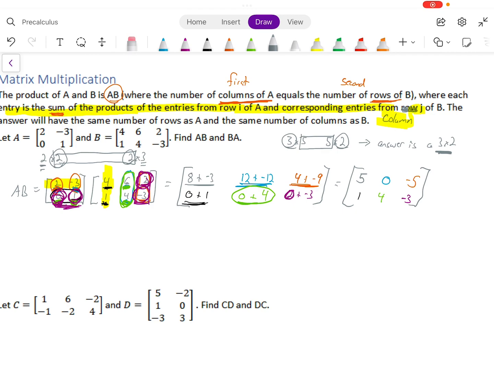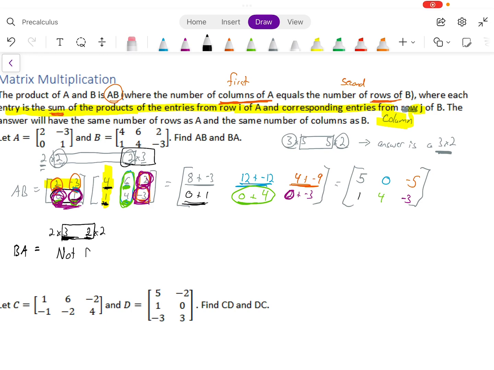All right. It also asks us to find B times A. So B times A, well, let's look at that. B is a 2 by 3, and we're going to multiply that by a 2 by 2. And we find we can't multiply them because the number of columns of the first has to equal the number of rows of the second. And so we can't do that. So B times A is not defined.